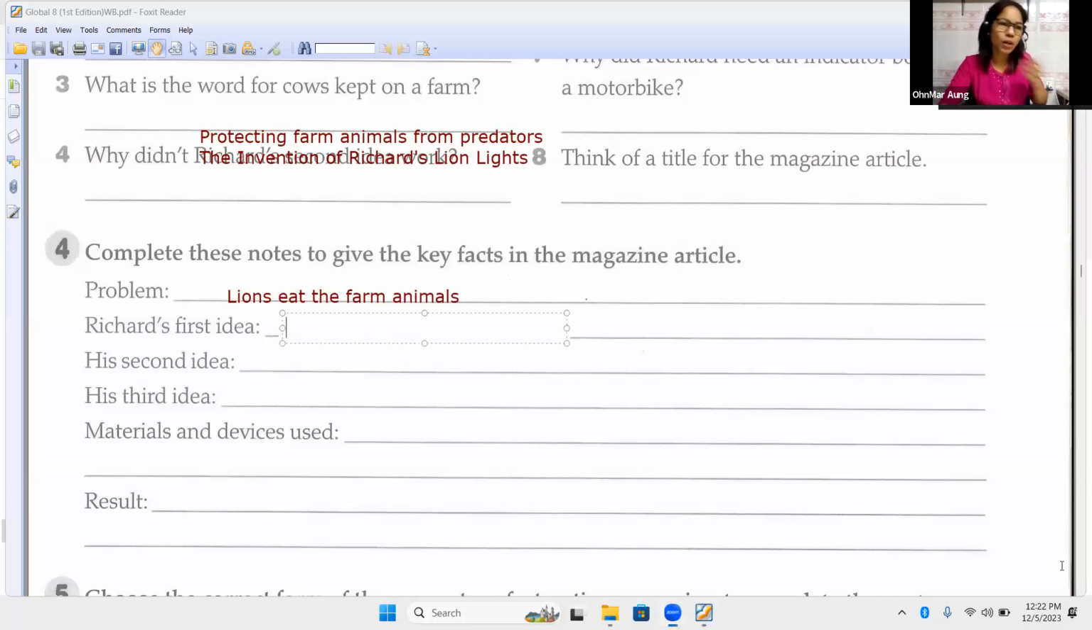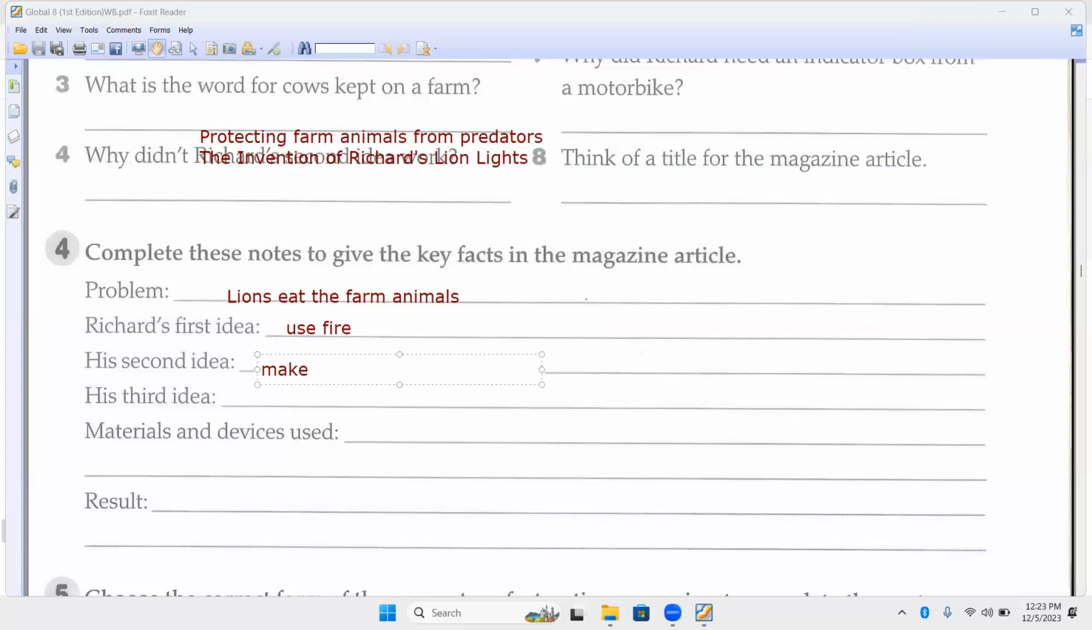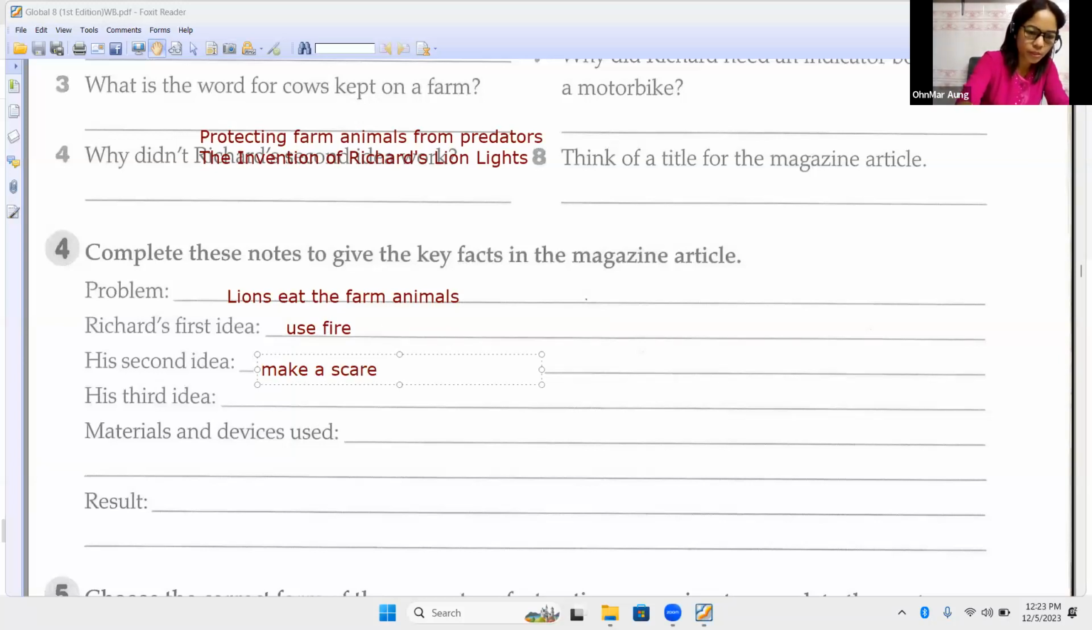He just arrived. Michael Pio, how about Richard's first idea? Use fire to protect the cows from the lion. Okay. Use fire, yes. Or using fire. It is also okay. Okay, Joe, how about second idea? To make a scarecrow. Yeah, make a scarecrow. They are possible. Third idea. Ben, third idea. Make a lion light.